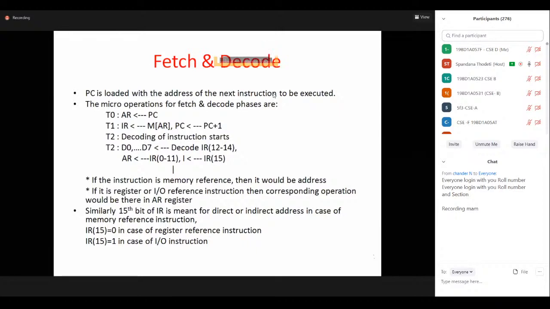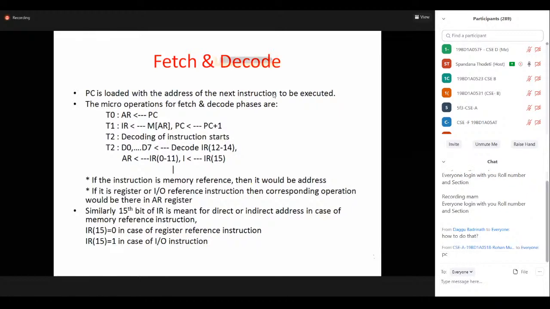Next we'll see each and every stage. What are the register transfer languages involved in every phase of an instruction cycle? First one is fetch and decode. We'll see both fetch and decode here. First we'll see what is a fetch phase. So fetch phase means first you should know what is the instruction to be executed. In which register can you find the address of the next instruction to be executed? Any answer?